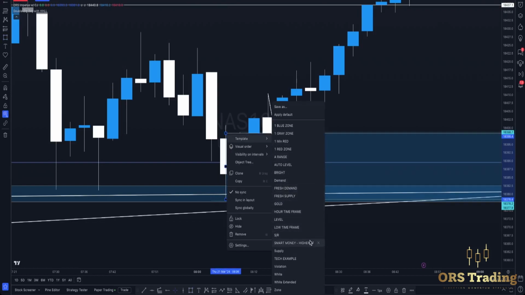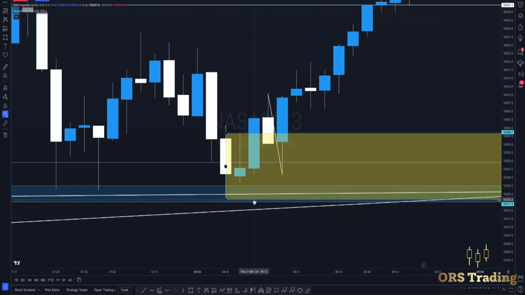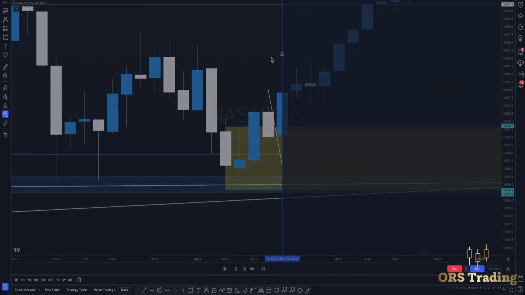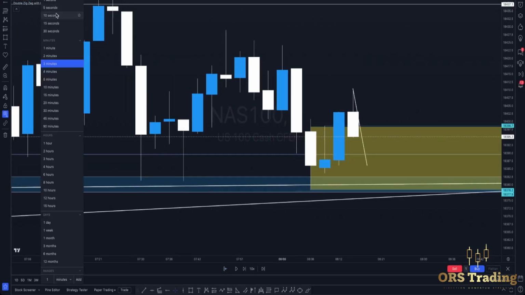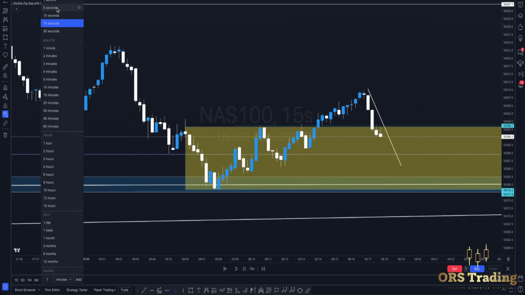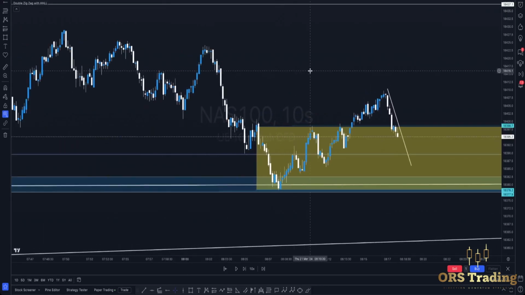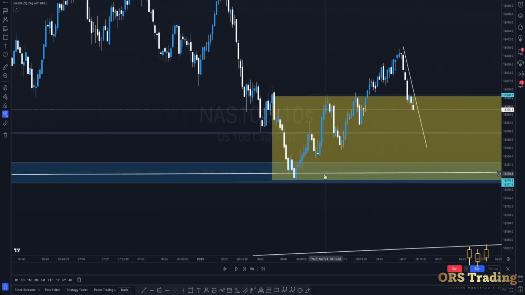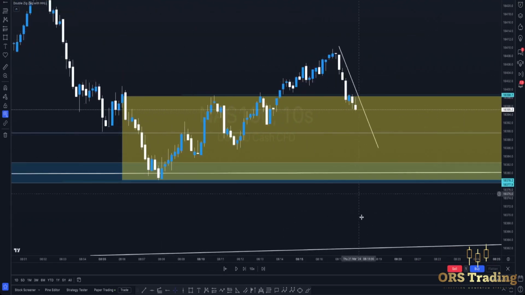Now, this created our zone. Make it bright so it can stand out. This was our zone. Market came in here and retested. Now, what I actually did on the lower time frame is I came down here, and I was looking at this down here because I wanted to see the price action. So here we go. We come into the zone, we're retesting.